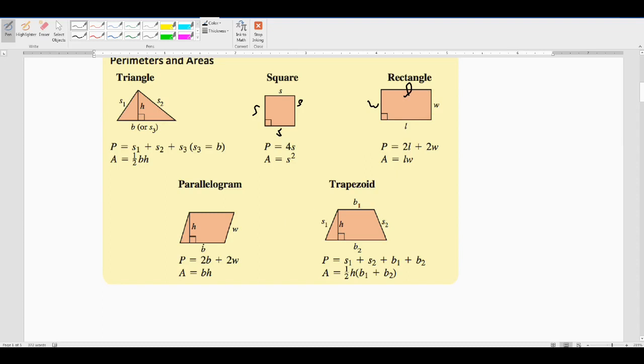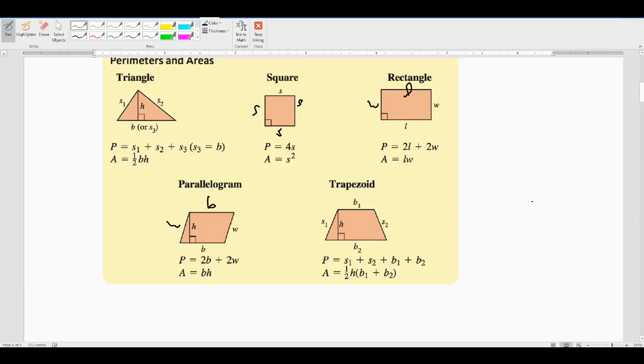Parallelogram, if that side is B, which is called the base, that side is also the base. If that side is W, this side is W. So you just add up those 4, or do 2B plus 2W. For a trapezoid, you have 2 bases. It actually consists of 2 triangles. So for a trapezoid, you do add this side and this side, which are the 2 bases, and then add these 2 sides, which are the 2 lateral sides.